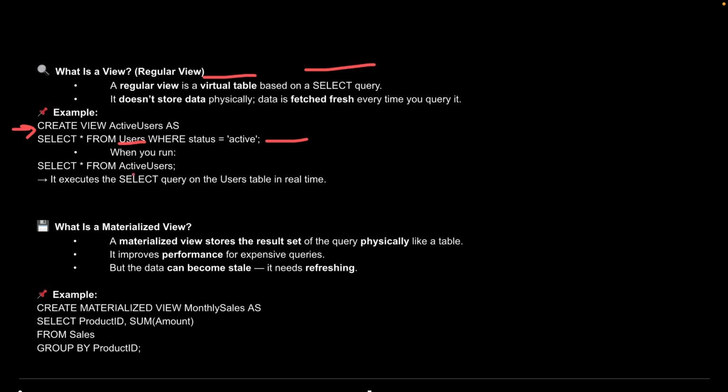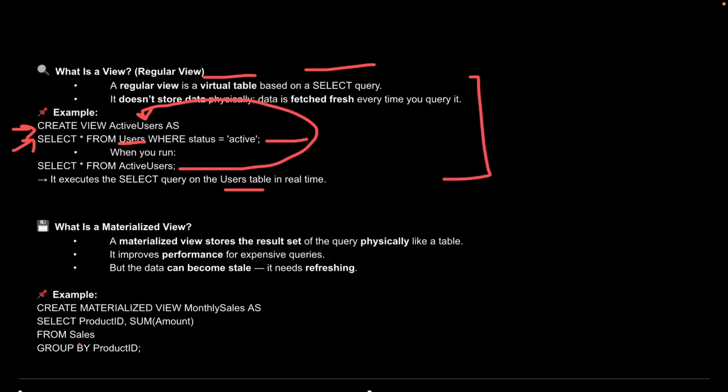So whenever you run select star from active_users, whenever you try to query this view, you will ultimately run that underlying query. So it's kind of a wrapper. When you run select star from active_users, it executes the select query on the users table, which is the actual physical table, in real time. And every time you query this view, it will hit the physical table and query out the values.